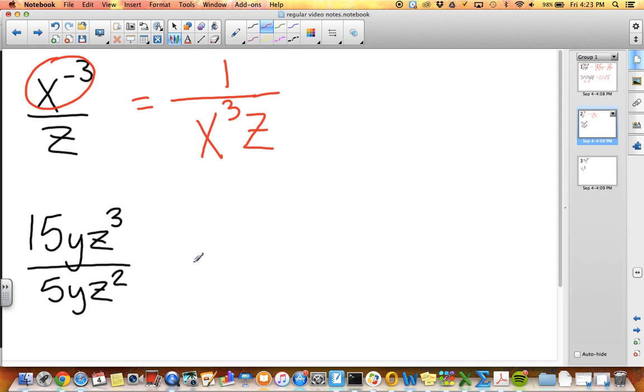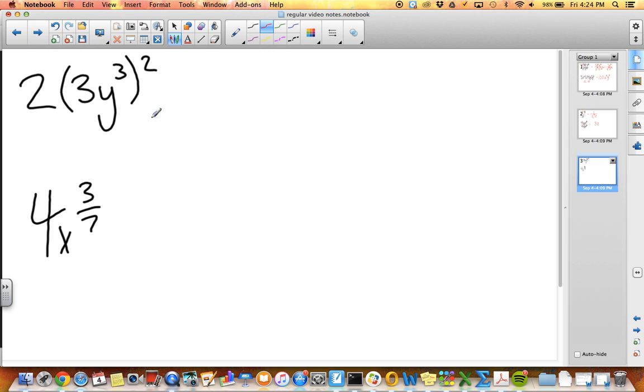Okay, 15 divided by 5, we're going to simplify to 3. y divided by y is 1. They cancel each other out. And then my z's, we're dividing, so we subtract the exponents. 3 minus 2 is 1, so just 1z. So our answer is 3z.